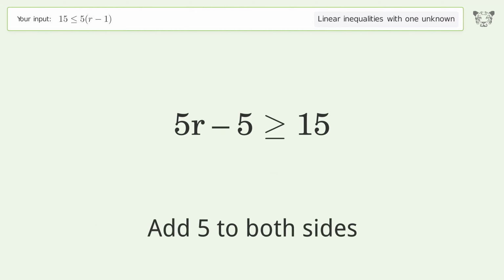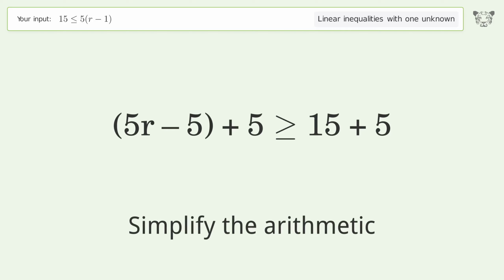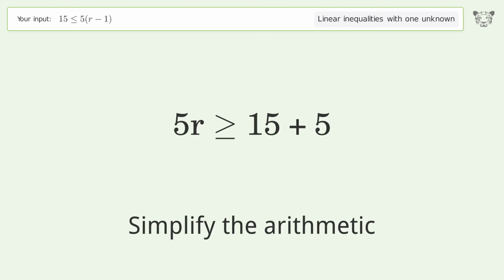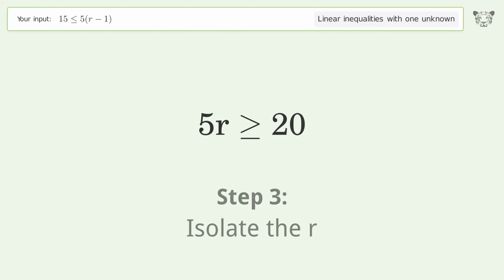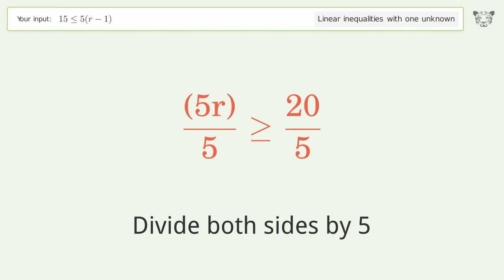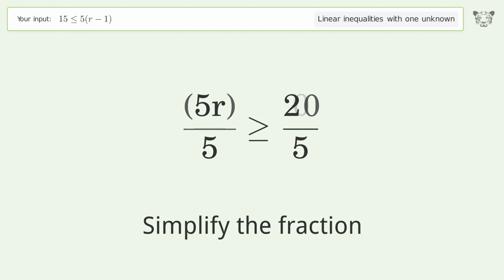Add 5 to both sides. Simplify the arithmetic. Isolate the r. Divide both sides by 5. Simplify the fraction.